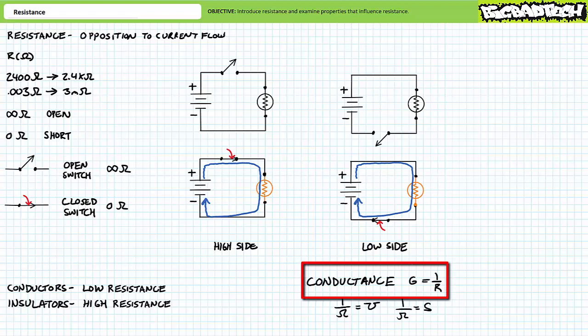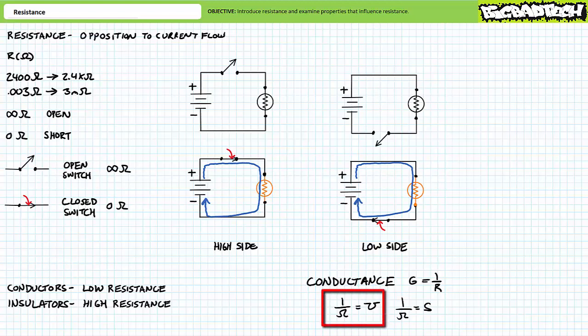A related quantity, conductance, sometimes abbreviated as G, don't ask me why, is 1 over resistance. Good conductors have low resistance and high conductance. Conversely, good insulators have high resistance and low conductance.